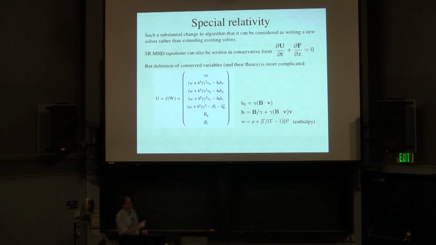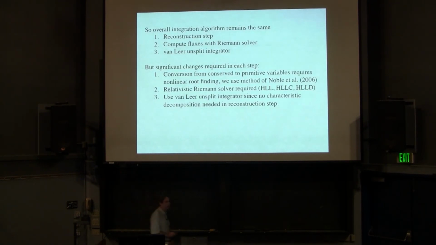The underlying integration algorithm remains exactly the same. You reconstruct the primitive variables, you use a Riemann solver to calculate fluxes, you update them in a conservative fashion using one of the integrators I discussed before, for example, the van Leer split integrator. All that changes is that going from the conserved to primitive variables in the reconstruction step is a lot more complicated. You have to do this nonlinear root finding. There's a technique by Noble et al. that works extremely well. That's what we use in Athena to do that inversion.